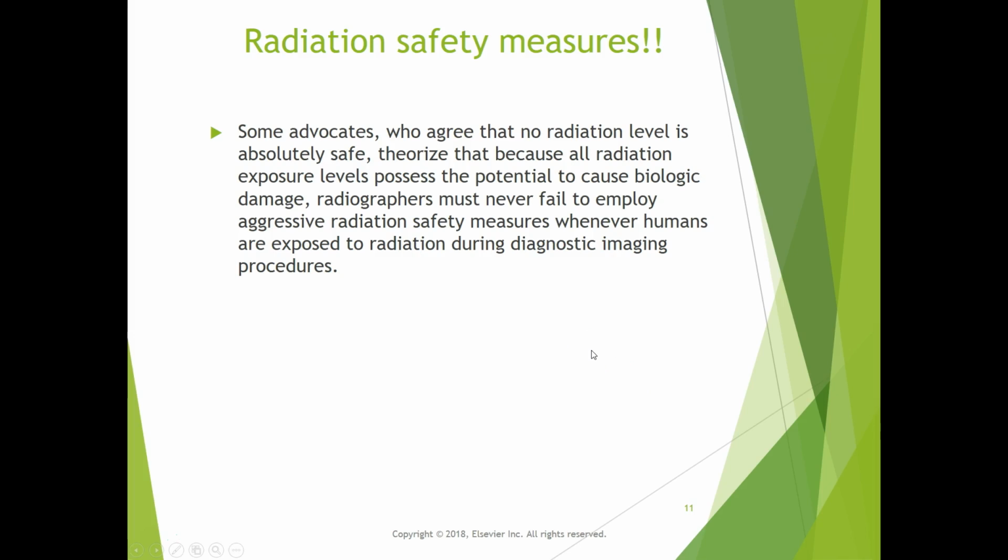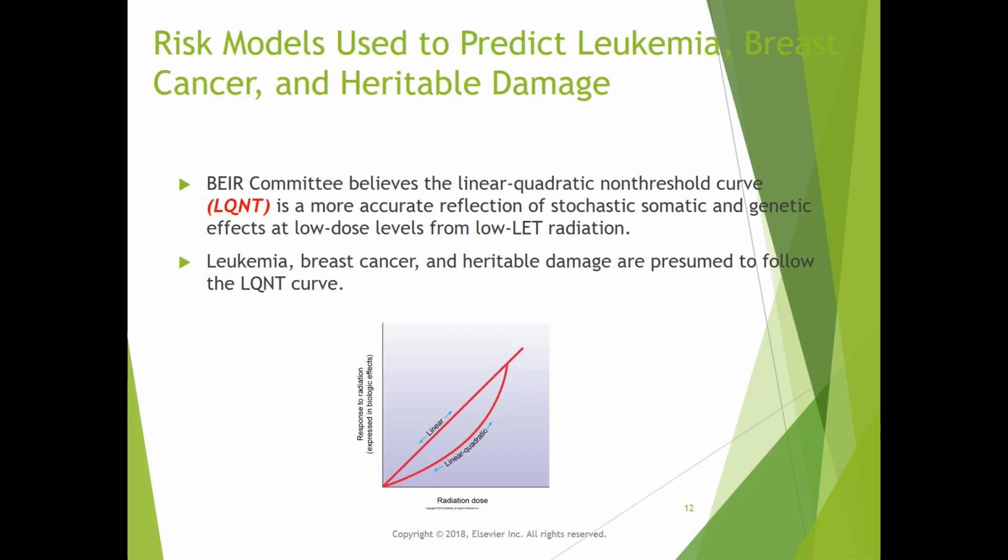Okay, so as a rule, with that no safe amount, using the linear non-threshold curve, radiographers must never fail to be aggressive on radiation safety measures, okay? All right. However, they are still acquiring data, okay? And there is this other non-threshold risk estimate curve, that quadratic curve that we had talked about before, that some people are saying some of these cancers are following. They're not following that linear non-threshold curve. They're following the quadratic curve.